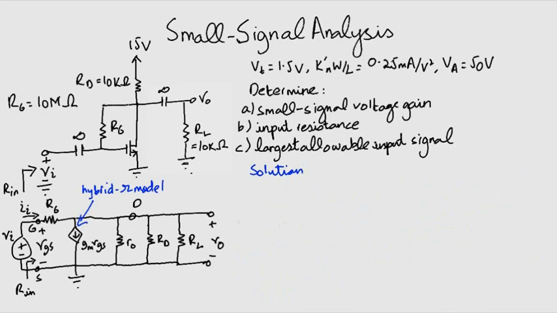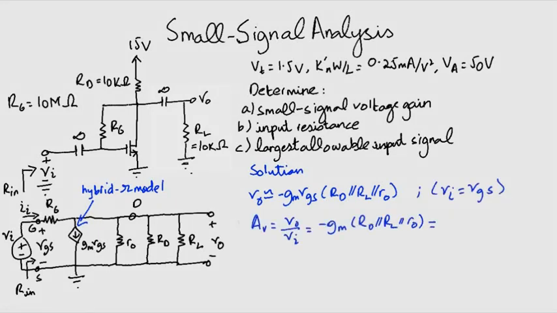Now since RG is very large, the current through it can be neglected compared to that of the control source gmVGS. And so the output voltage can be written as, we know that Vi equals VGS, and so the voltage gain can be written as this expression with the value minus 3.3 volts per volt.